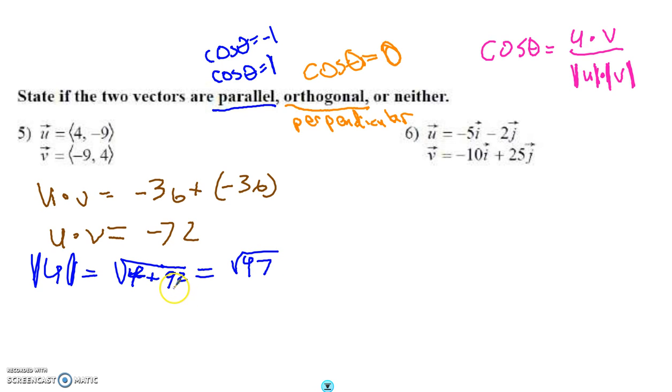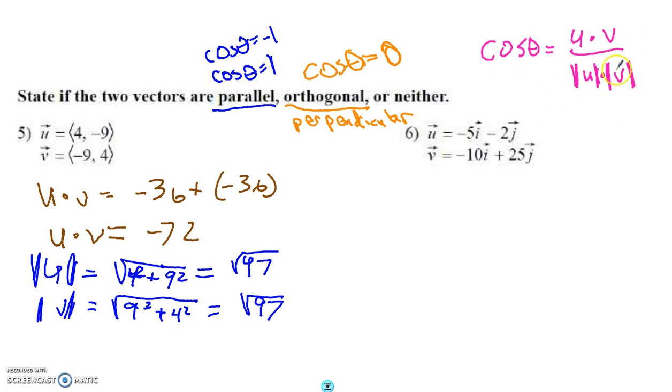81 plus 16. Okay, magnitude of v, that is going to be the square root of, and again, don't trust y'all to just not put in the negative sign, 9 squared plus 4 squared, and this one's going to be the same thing, so square root of 97.